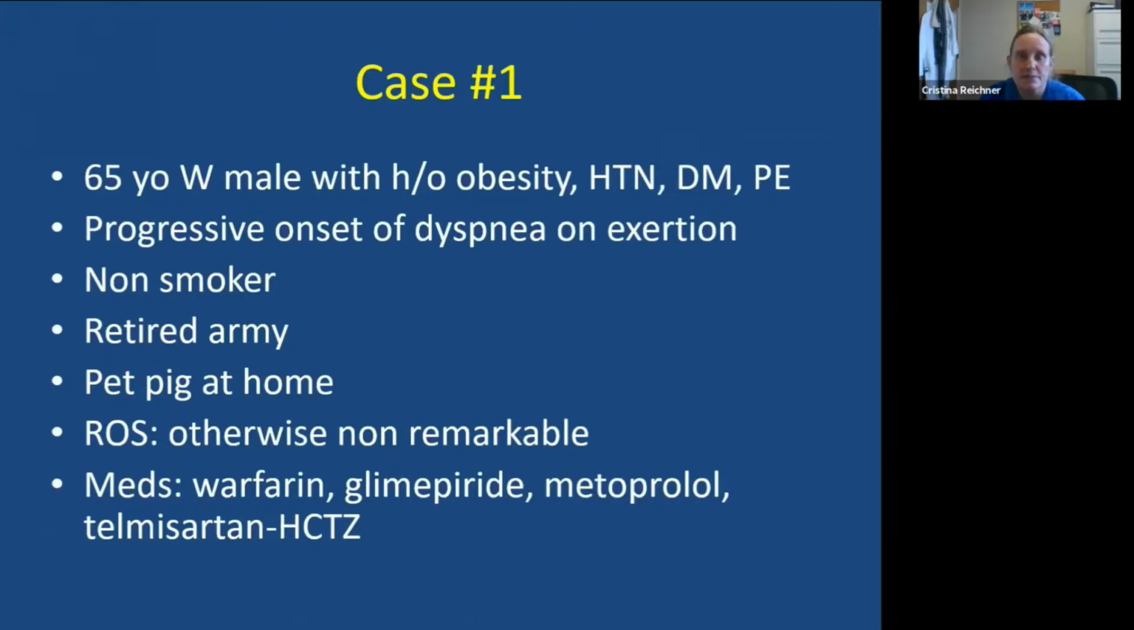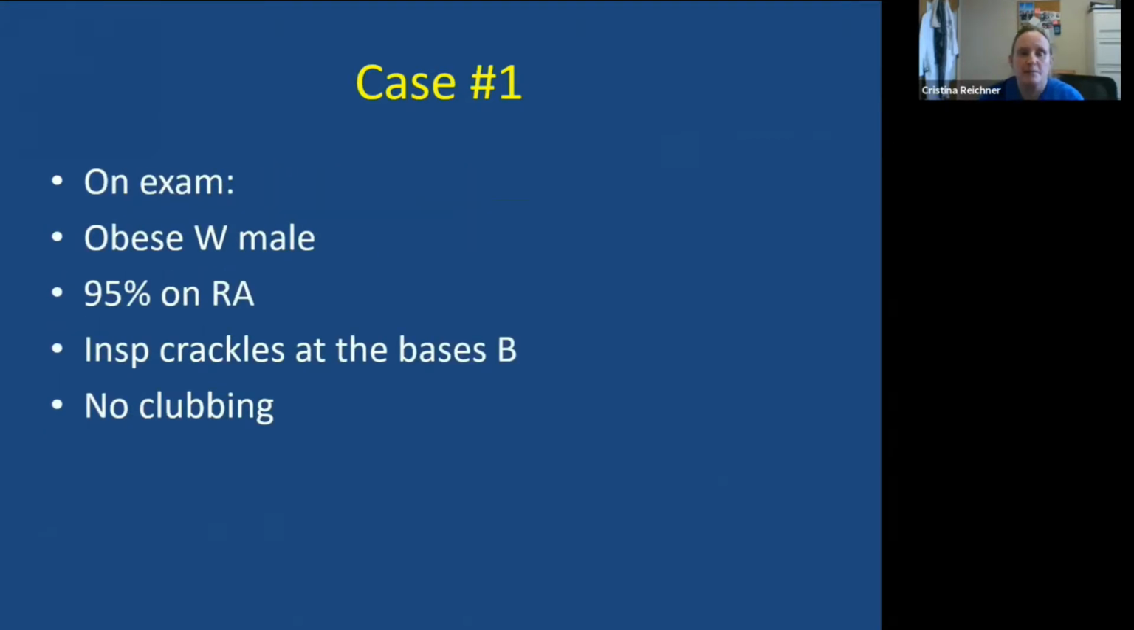His review of systems is otherwise non-remarkable, and we'll talk a little bit later about what exactly we as pulmonologists look for in the review of systems when we're seeing these patients with ILD. And then you always want to ask a good medication history. So you can see his medications here, but nothing that stands out. On exam, he's an obese male. He's satting 95% on room air. He has inspiratory crackles at his bases bilaterally, but he does not have clubbing. So again, these are some of the things we focus on as pulmonologists.